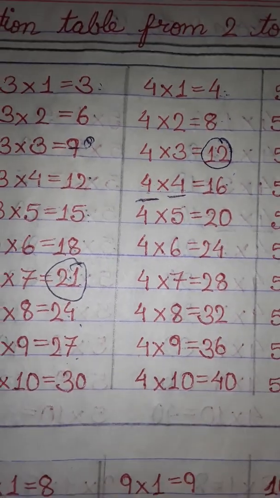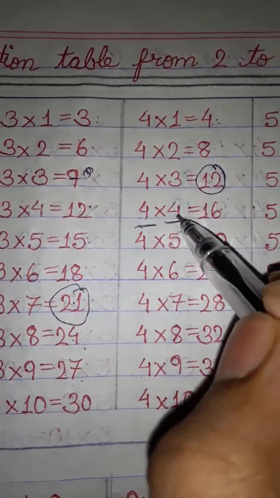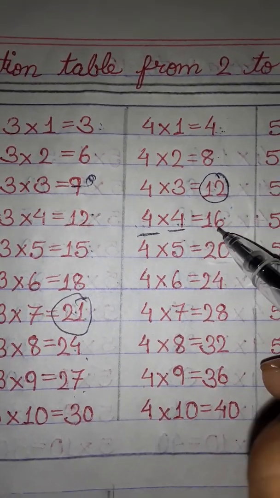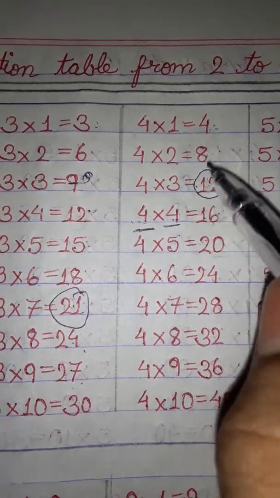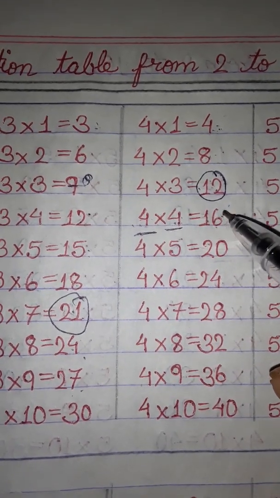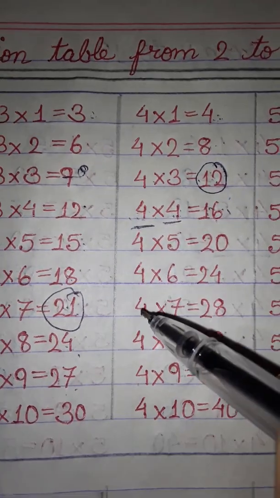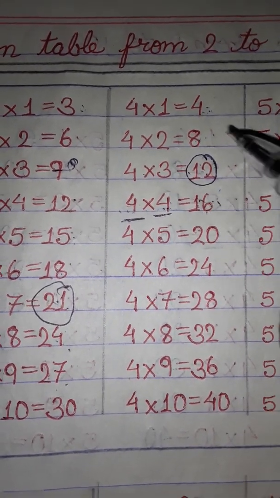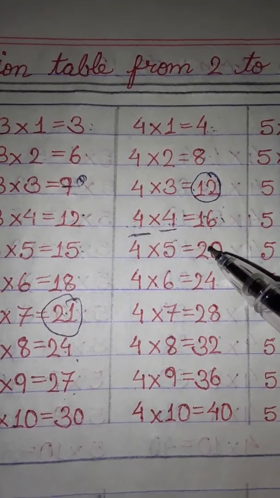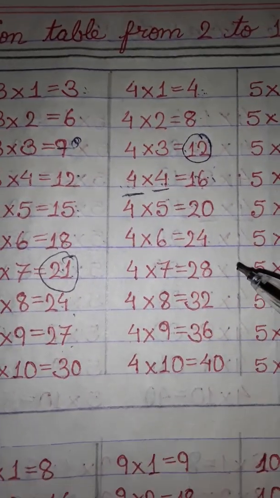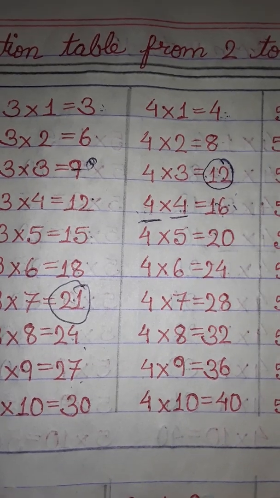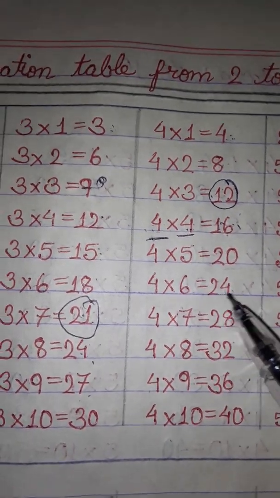Some students may get some problem with these two only, the same numbers, but with the help of this 4 into 3 and 4 into 4, you may take out this answer in a very easy way. Now the next one is 4 into 5 is equal to 20. For this you have to add just 16 plus 4, the answer will be 20. Now we will go to 4 into 6 is equal to 24. For this you have to add just 20 plus 4, the answer will be 24.